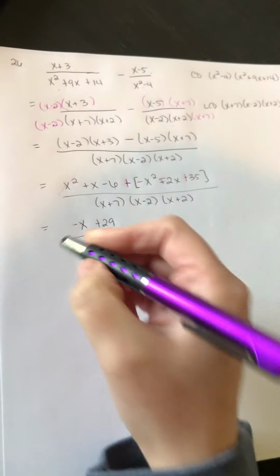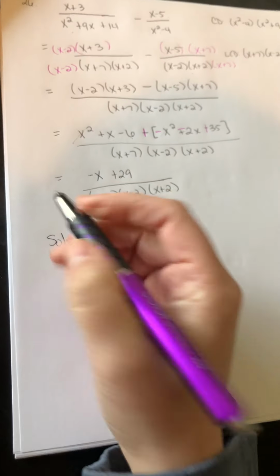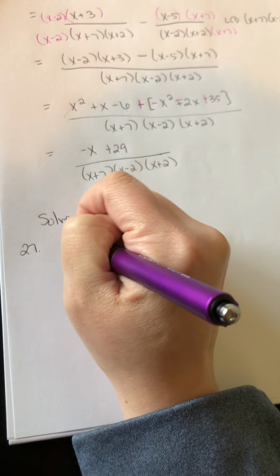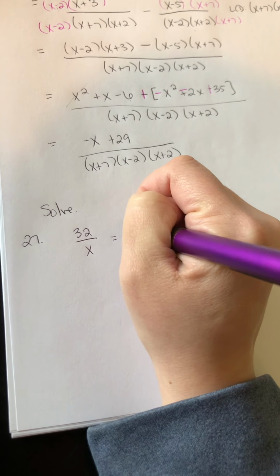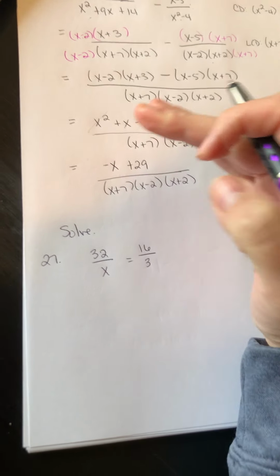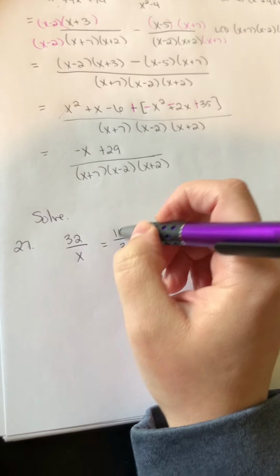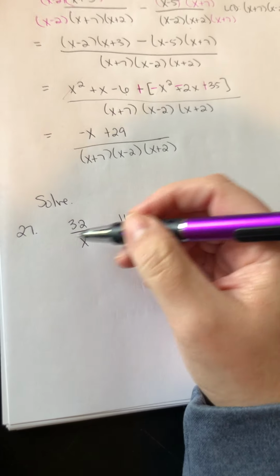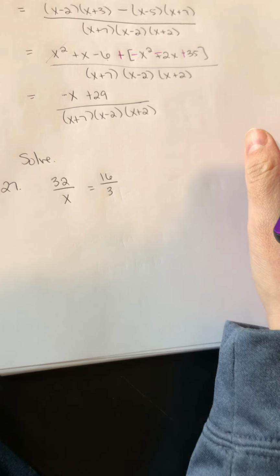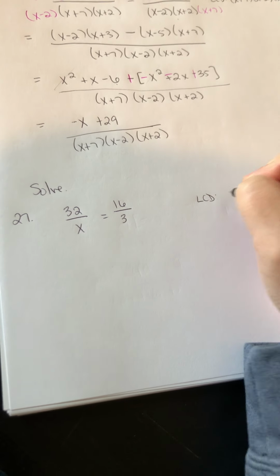Okay, for the next one we want to solve equations. So if you want to solve rational equations, we have 32 over x is equal to 16 over 3. The first part of this was rational expressions, so now we'll do the rational equations. You can cross multiply, that's fine, because this is basically a proportion. I'm going to keep with the least common denominator idea, and you want to clear fractions. So instead of cross multiplying, I'm going to do it this way.